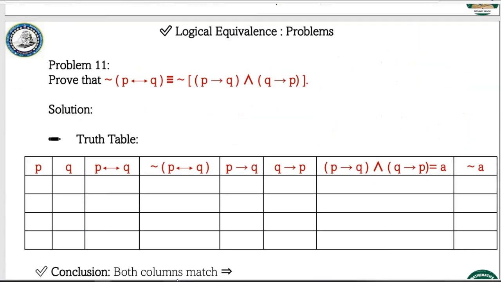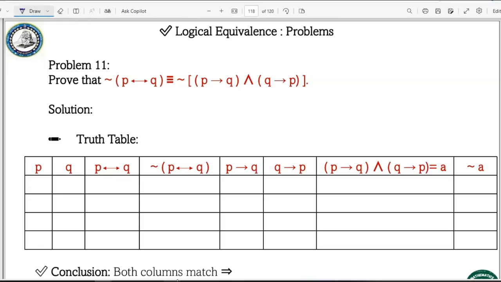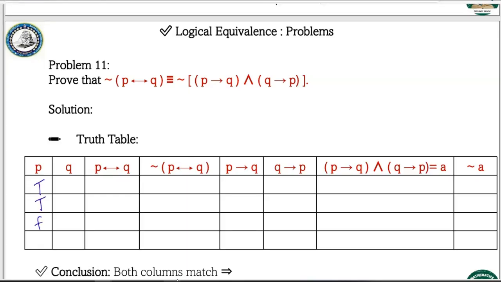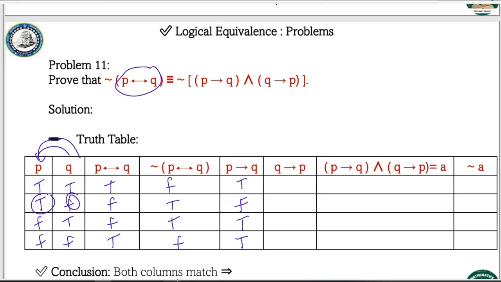Here we have negation P double implication Q. It is T T F F, then T F T F. Then P double implication Q: if both are the same it is T, otherwise it is false. Then the negation of this will be F T T F. Then P implies Q: T F is F, the remaining are all true. Then Q implies P: T F is F, the remaining is T.